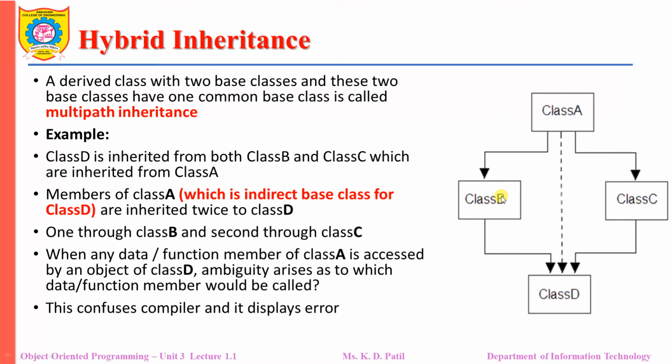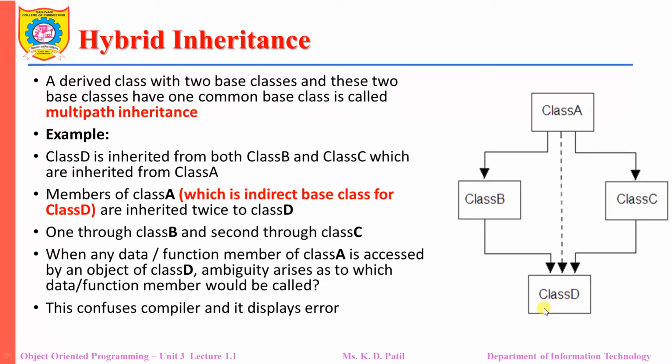Now, the members of class A, which is the indirect base class for class D, are inherited twice to class D. One through class B and the second through class C. So there are two copies of members of class A which are inherited by class D. So when any data or function member of class A is accessed by the object of class D, the ambiguity arises as to which data or function member would be called. So the compiler gets confused and it displays the error. This is the ambiguity in hybrid inheritance.